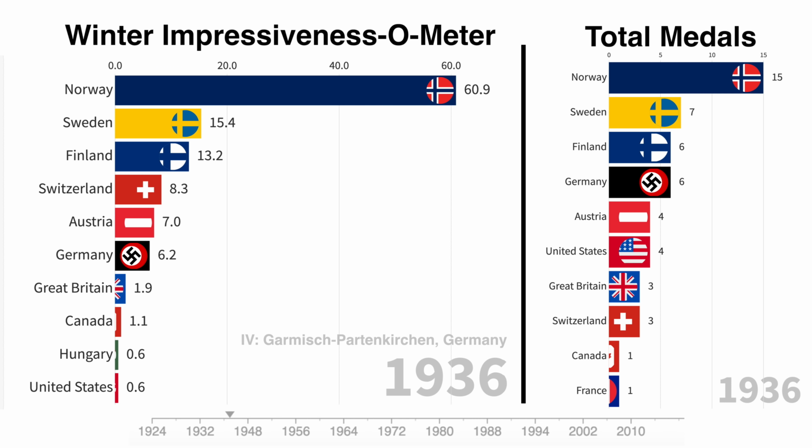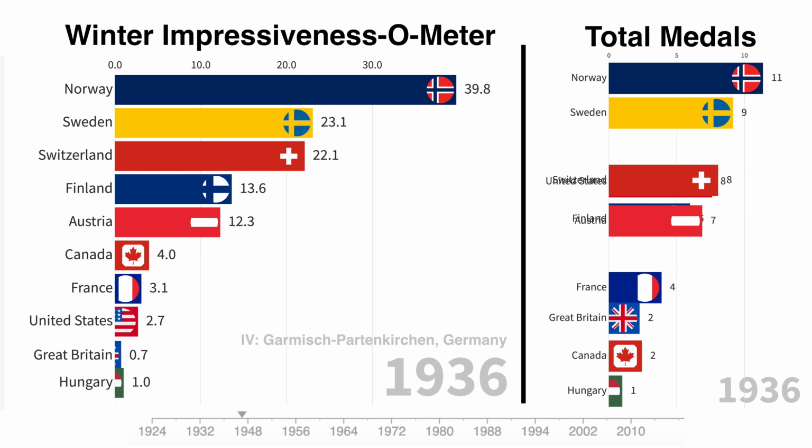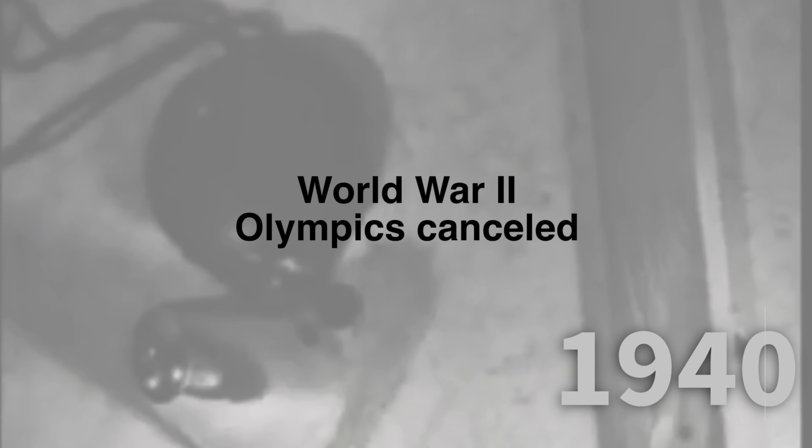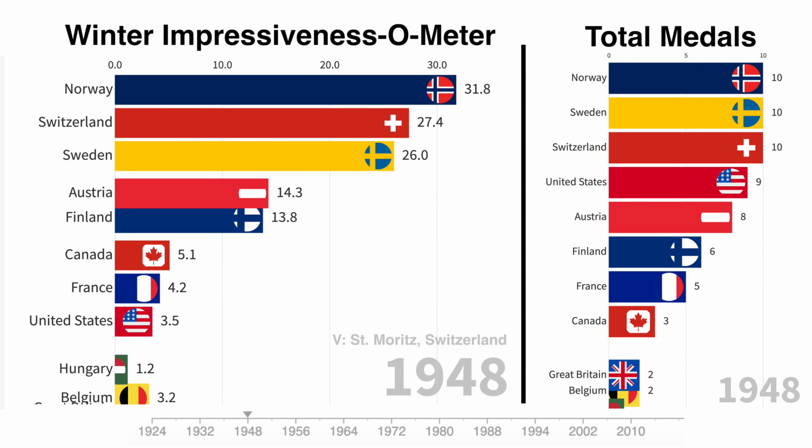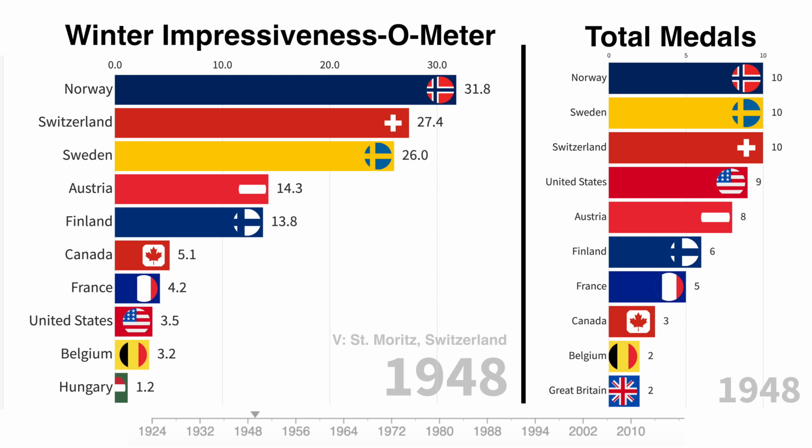The 1936 Winter Games took place in Nazi Germany. Here, the Nazis get beat on their home turf by both Norway and Austria, which is very amusing. After that, the Winter Olympics get interrupted for 12 years by World War II. Things pick up again with the 1948 St. Moritz Games, where Norway is still in the lead, but they're finally starting to look beatable.